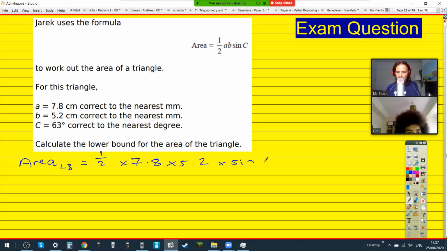They wanted the lower bound for the area. Lower bound, it will be half times 7.75 times 5.15 times sine 62.5. So try putting that into your calculator.